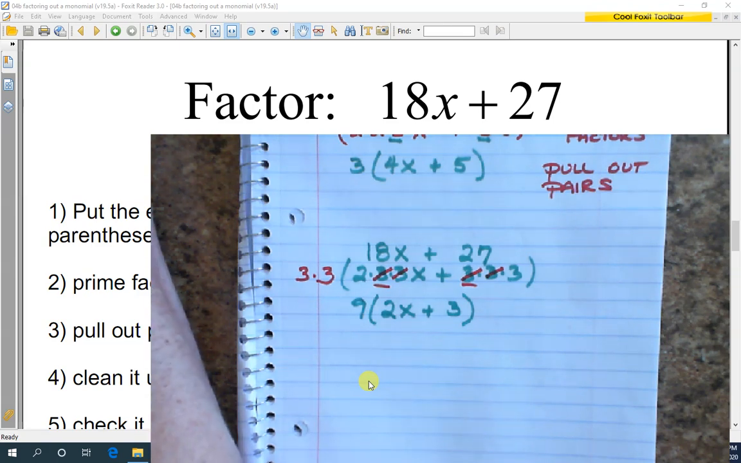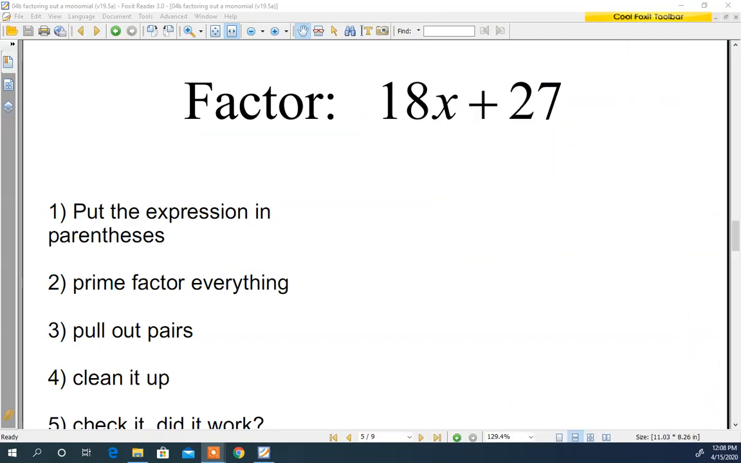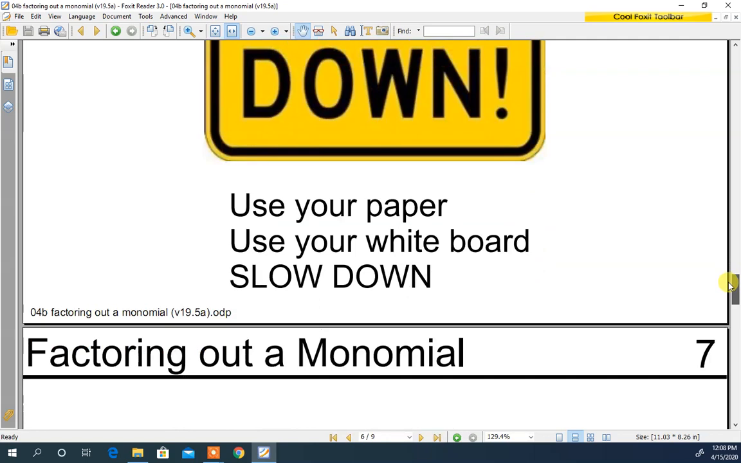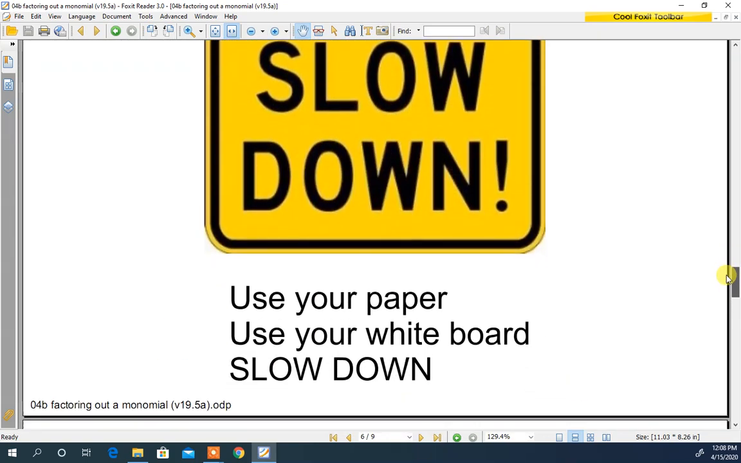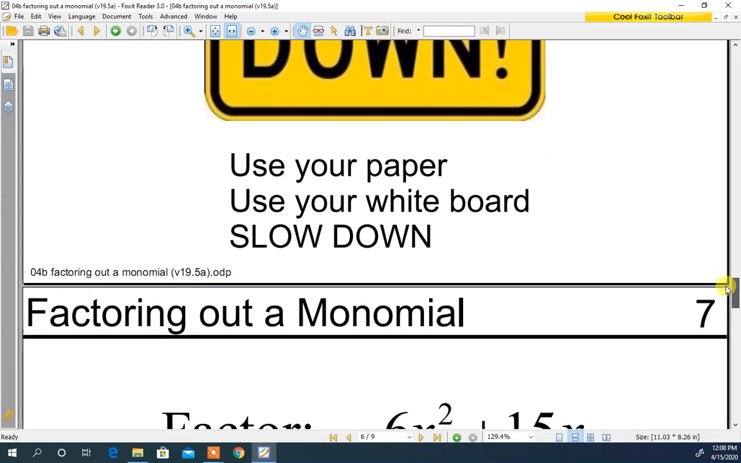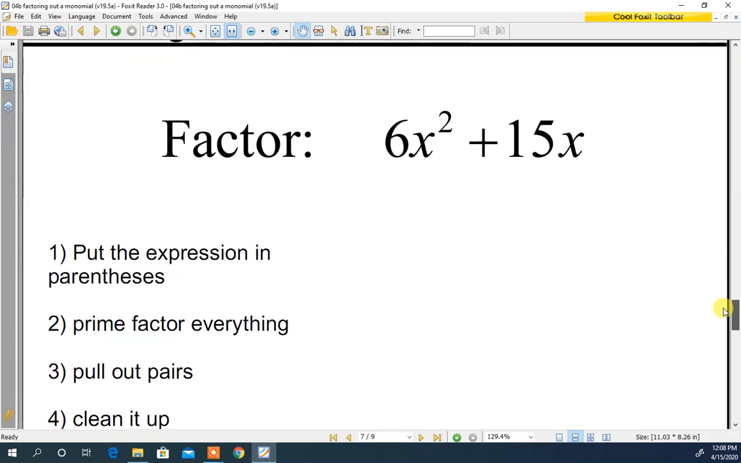Now I'm going to show you one with a triplet now, I think. Or are we going to do some practice first? Slow down. Use your paper. Use your whiteboard. Slow it down. Okay. I'm not done with my notes yet, but I want you to do this one just practicing, okay? You can pause it. I'm going to try to do it using my writing tablet.